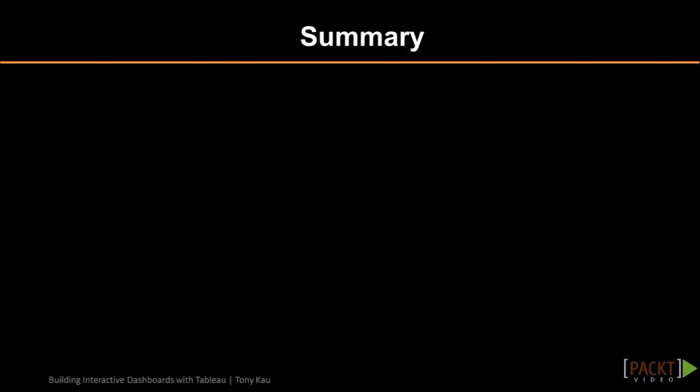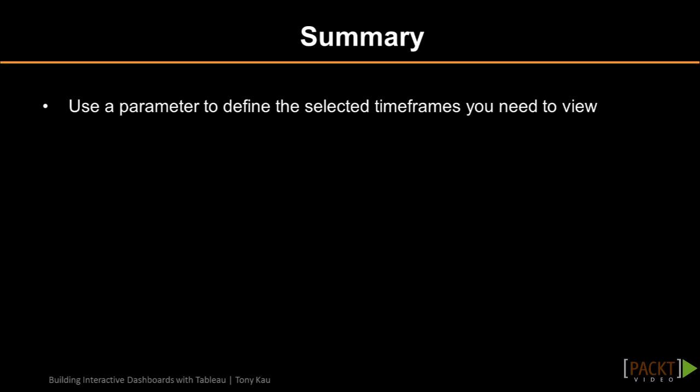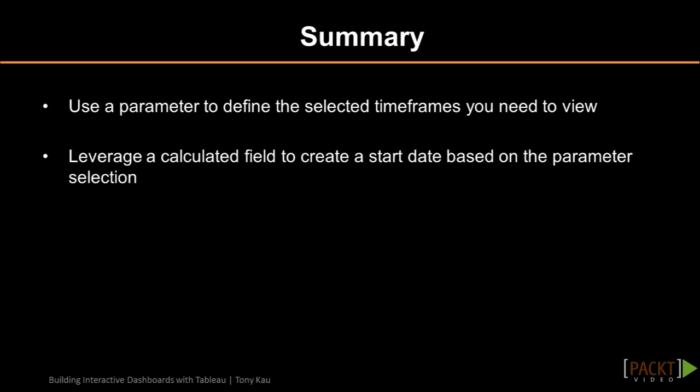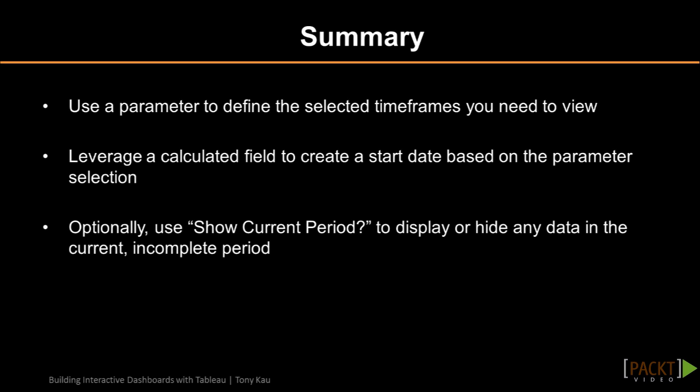In this video, we worked to create a robust selectable time frame. We used a parameter to define the selected time frames that our audience would need to view. Then we leveraged a calculated field to create a start date based on the parameter selection. We also implemented a show current period to display or hide any data in the current incomplete period. In the next video, we'll take the combo chart to a new level of flexibility using parameters to control the measures and aggregation.